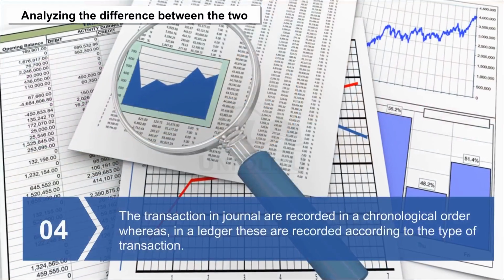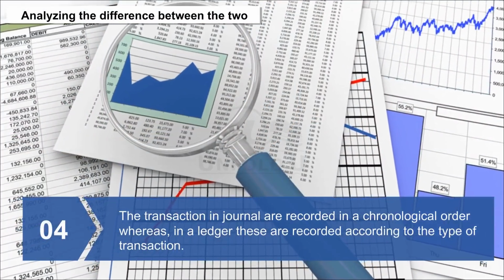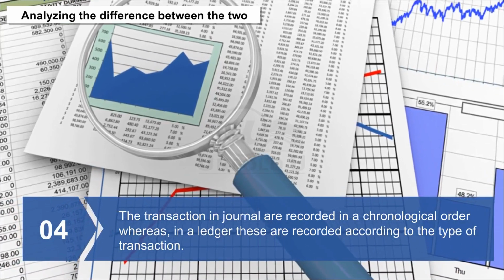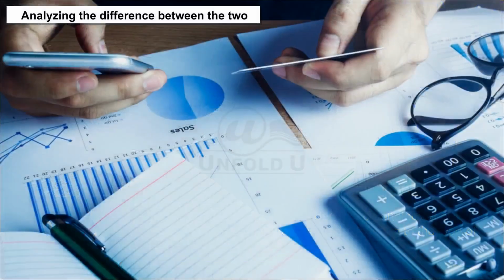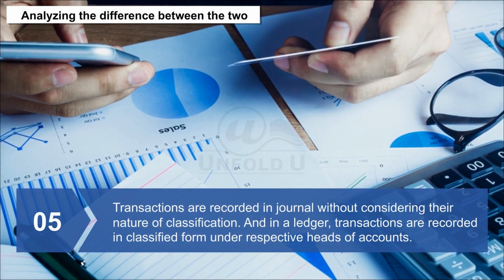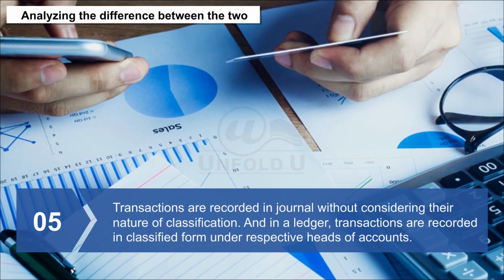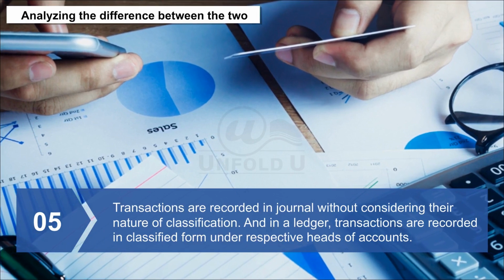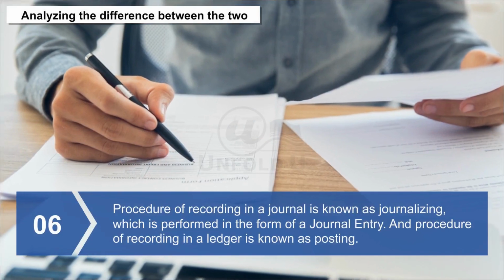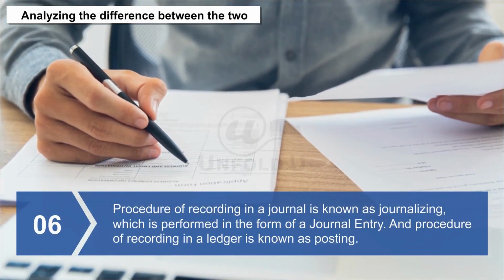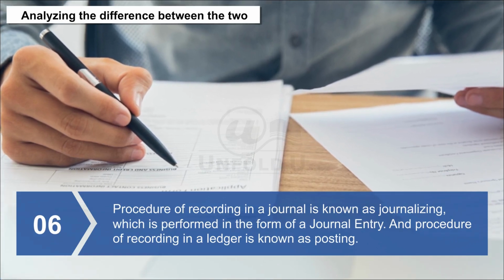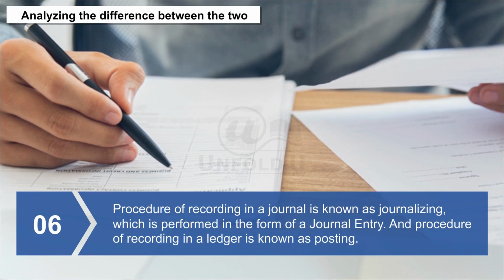4. The transactions in a journal are recorded in a chronological order, whereas in a ledger, these are recorded according to the type of transaction. 5. Transactions are recorded in a journal without considering their nature or classification, and in a ledger, transactions are recorded in classified form under respective heads of accounts. 6. The procedure of recording in a journal is known as journalizing, which is performed in the form of a journal entry, and the procedure of recording in a ledger is known as posting.